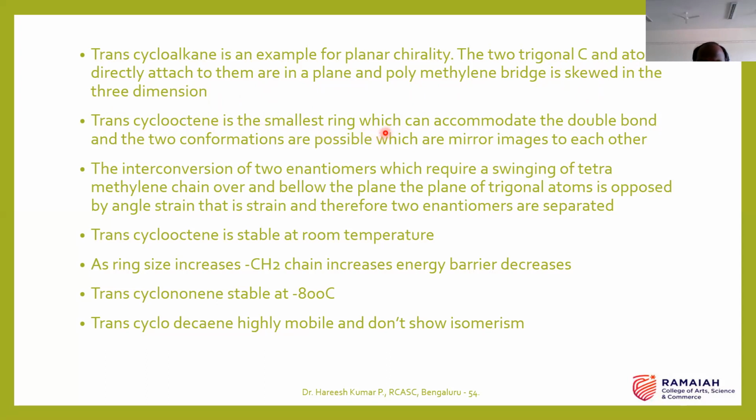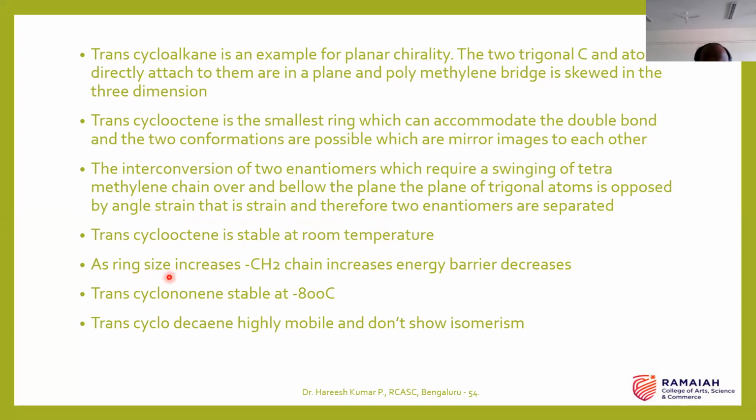Trans-cyclooctene is the smallest ring which can accommodate the trans double bond, and two conformations are possible which are mirror images of each other. The interconversion of the two enantiomers requires a swinging of the tetramethylene chain over and below the plane. The plane of the trigonal carbon is opposed, and the angle strain is high, and therefore the two enantiomers are separated. Trans-cyclooctene is stable at room temperature.